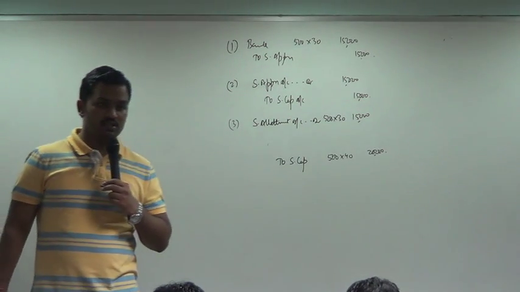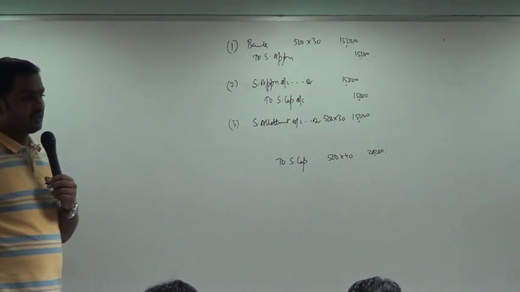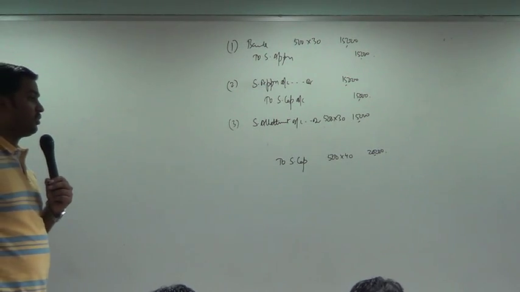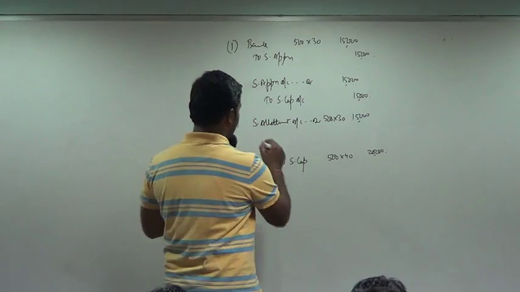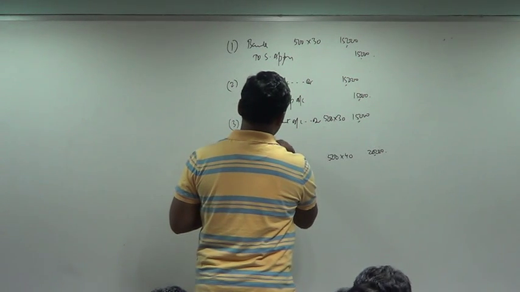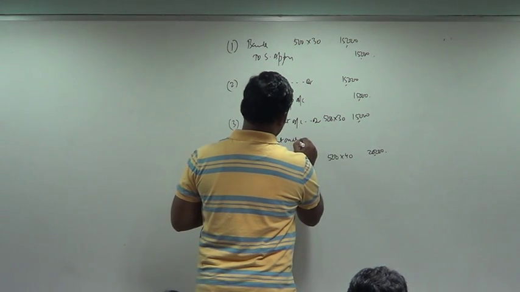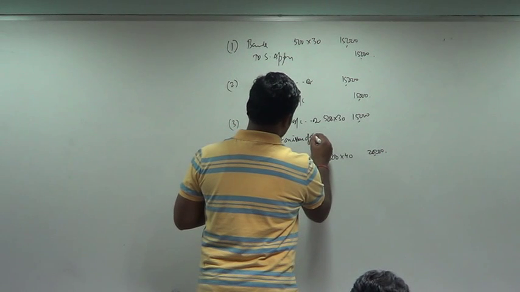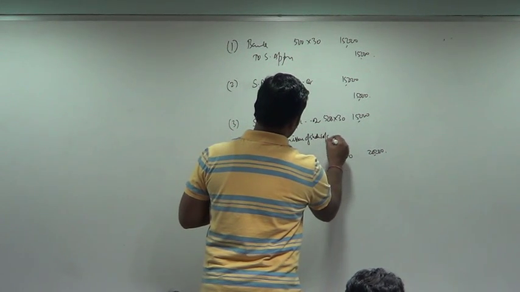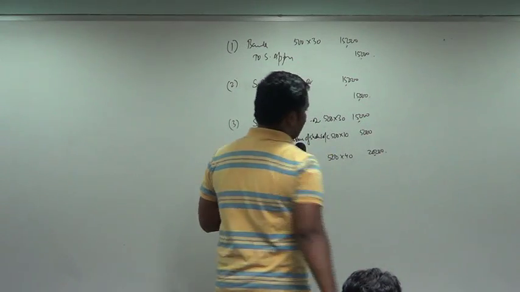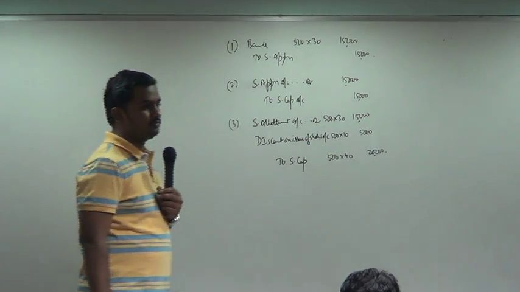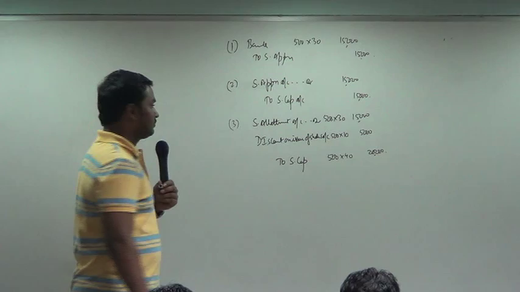Because we have issued the shares at a discount, even though we are calling 30, we have to credit 40 to the capital account of the shareholder. That 10 rupees is a loss for the business. Discount on issue of shares account, 500 into 10, 5,000. Okay.